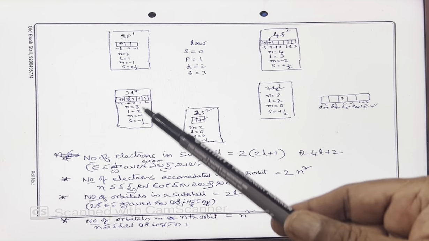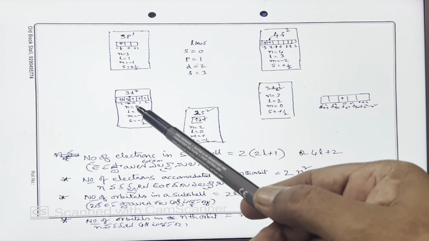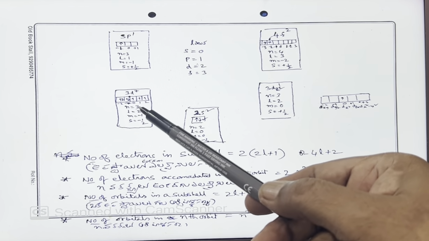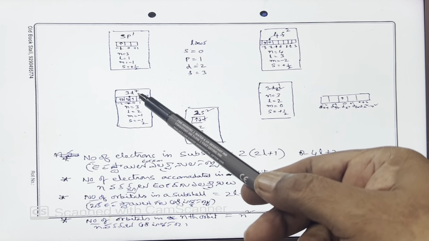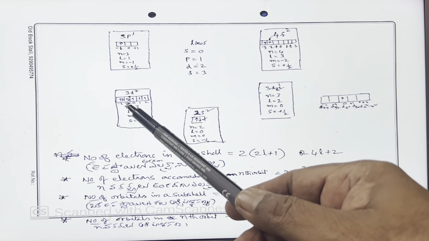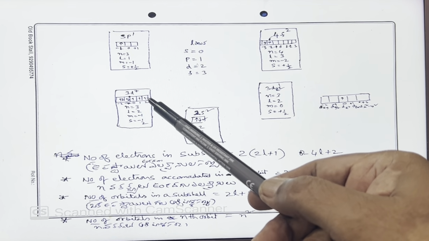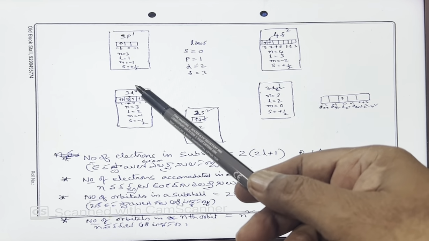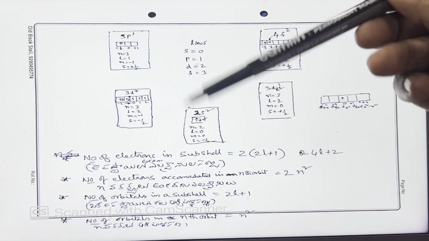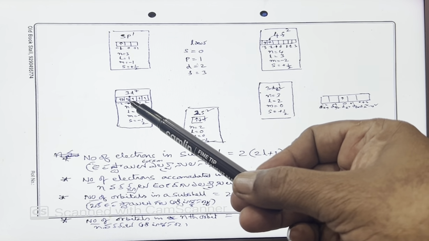For example, take 3d7. The n, l, m, s values for the 3d7 electron: n is equal to 3, and as it is a d orbital, l is equal to 2, and m is minus 2, minus 1, 0, 1, 2. With 7 electrons, the 6th electron is starting pairing, and the 7th electron is also in the pairing state. So it is a downward arrow, that means an anti-clockwise direction. So the s value is minus half.